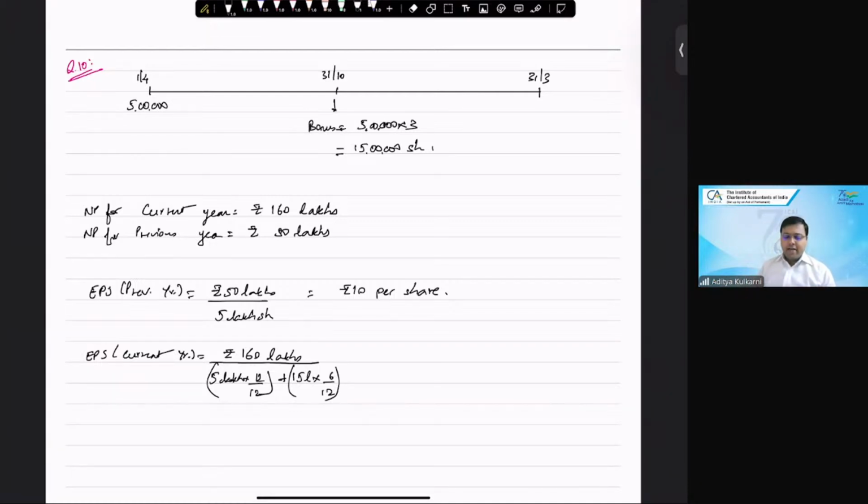Forget bonus, forget everything, just treat it as a regular question. Do you agree to this or not? Yes, sir. Yes, plus 5. So this will come to 160 divided by 12.5, which is rupees 12.8 per share. Are you okay with this? Yes, up to here it is fine?